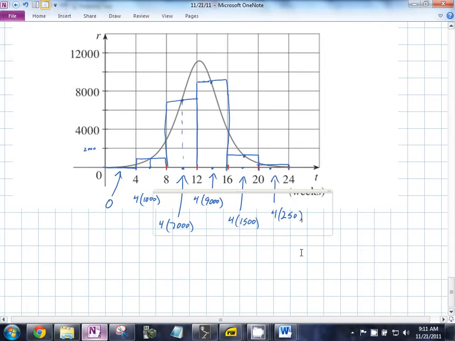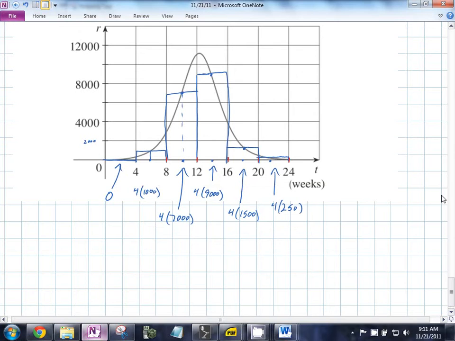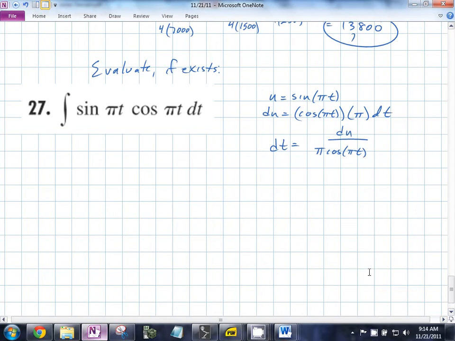We substitute. So we have the integral of sine of pi t times cosine of, oh wait, we want to use our U-substitution. u equals sine pi t, du equals pi cosine pi t dt. What's the magical thing that happens at this point? Ooh, that goes away, right? And you get 1 over pi times the integral of what? u du.